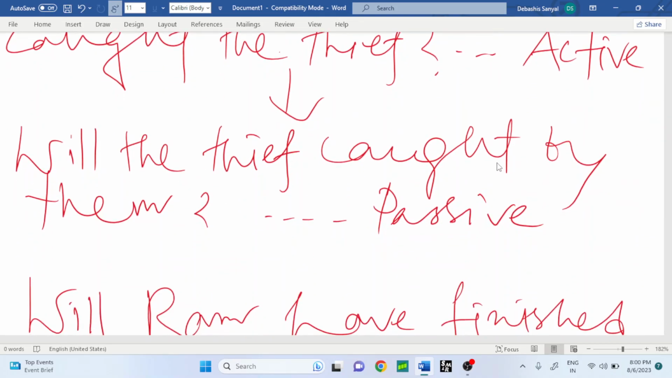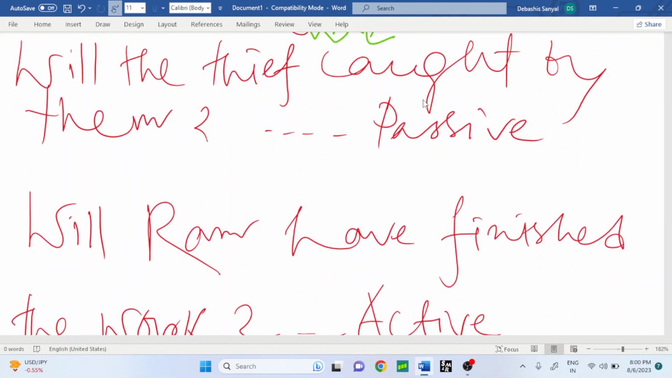Will the thief caught by them? It's a wrong one. See, will the thief have, there will be a have. Will the thief have been caught by them? Have been caught by them. See the very structure, and remember, will the thief have been caught by them?